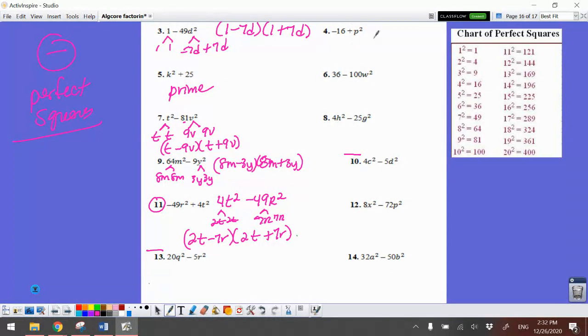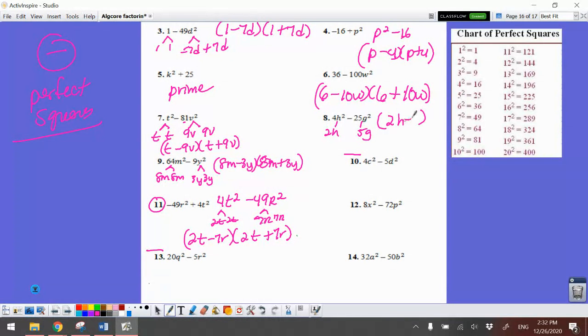This one's going to have to change the order. P squared minus 16 is going to be p minus 4, p plus 4. And 36, we've got a 6, and 100, we've got 10. So 6 minus 10w, and 6 plus 10w. And 4h squared and 25. So this is going to be a 2h, and this is going to be a 5g. So we have 2h minus 5g, 2h plus 5g.